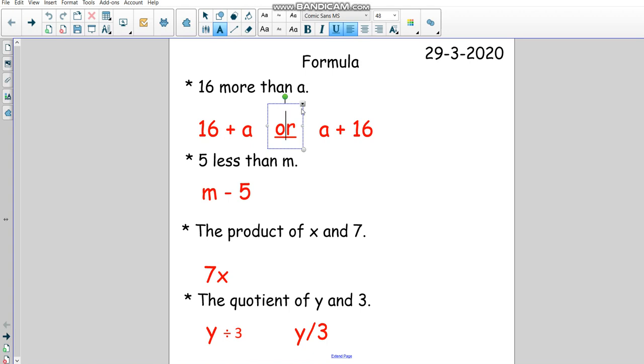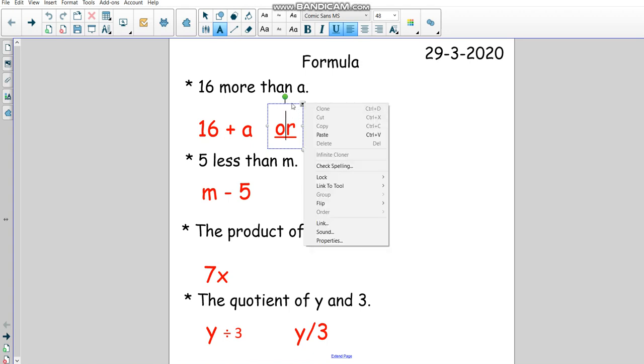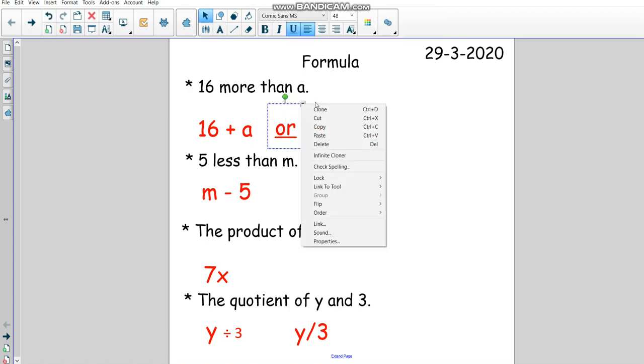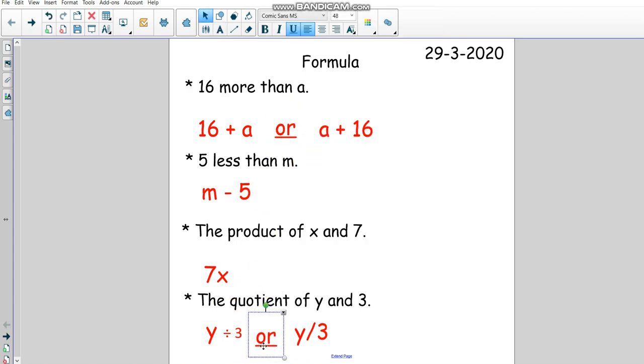So I will use here the same word, which is or. Why? Because I can use both images, whether by using the division sign or the fraction format. The proper way and the common way is the fraction form. But if you use division, of course, it will be correct. And wait for more examples.